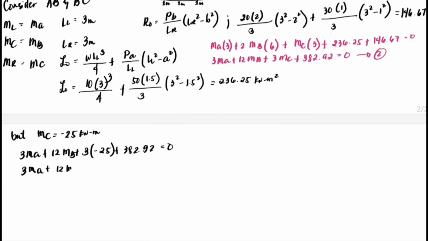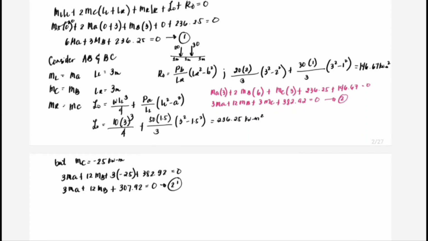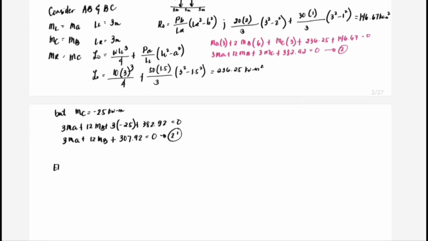3MA plus 12MB. Okay, 3 times negative 25, plus 382.92 is equivalent to positive 307.92. So, this will be our equation 2 prime. Now, let's equate that. So, let's take equation 1 and equation 2. So, equate, let's put here, equate equation 1 and equation 2 prime.